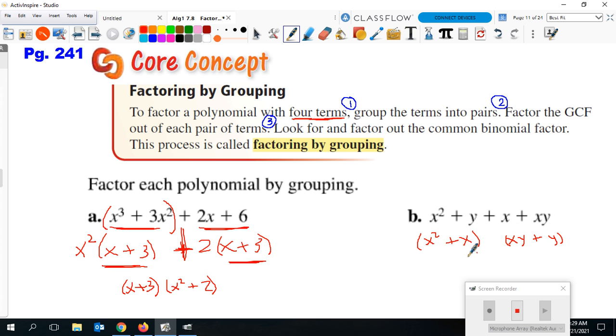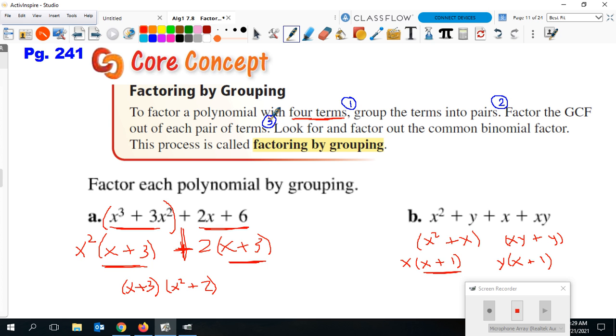So if I put the x out of this one, I'm going to get an x and then plus 1, because if I take the x out of here, there's still a 1, because x times x is x squared, and x times 1 is the x. So always remember you can multiply back in with the distributive property to check that. And then out of these two you can factor out the y, and then you still have an x here and then a 1 on this one. And then there's your matching binomial that we're going to look for in step number 3.